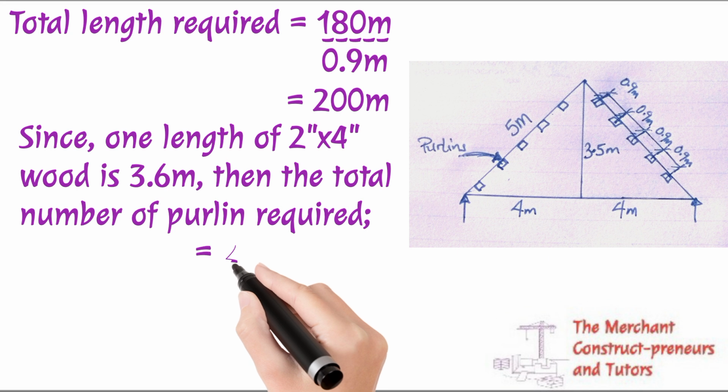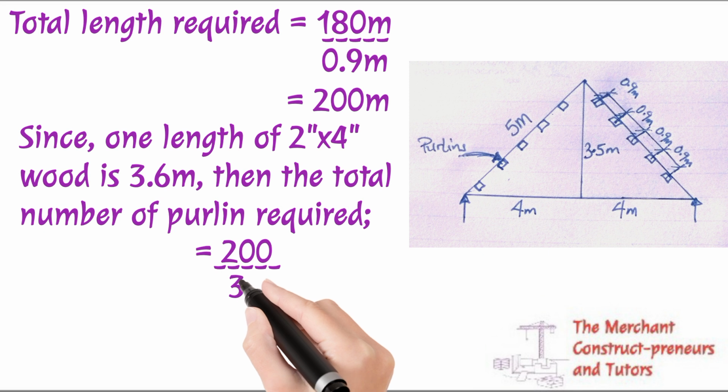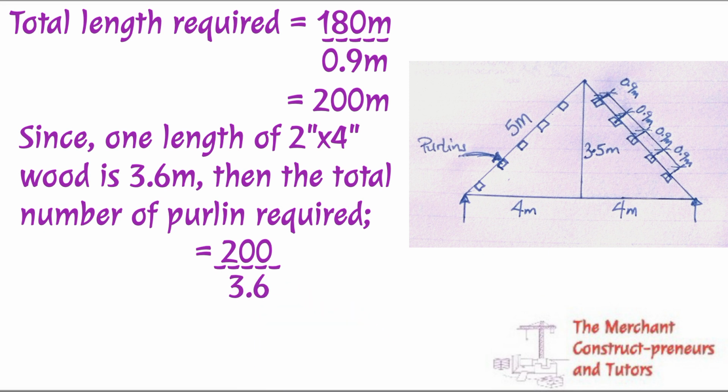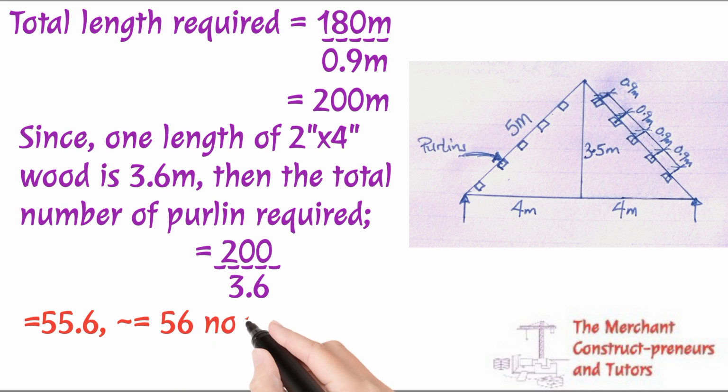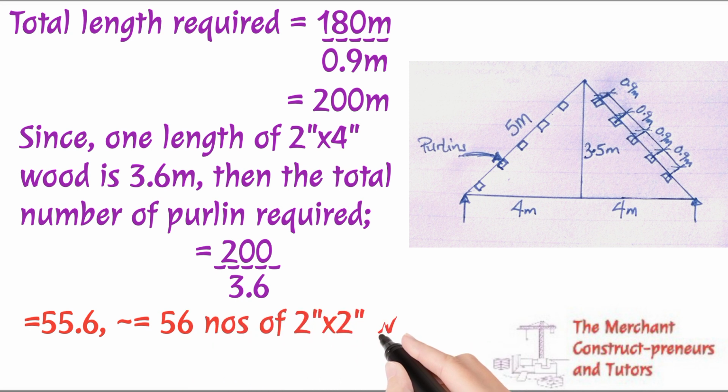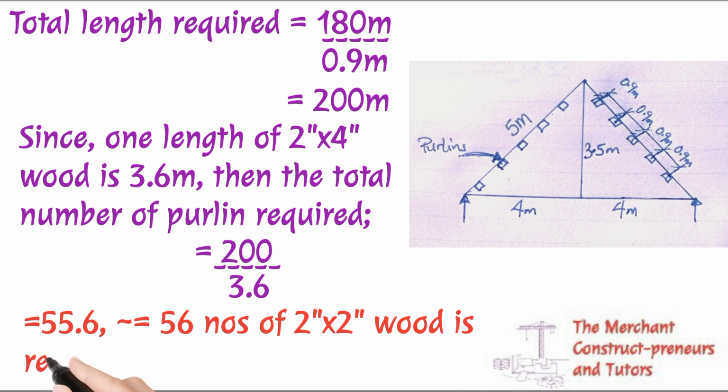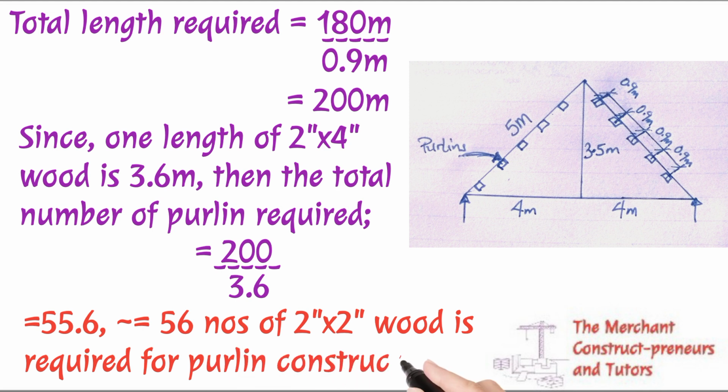Total length. Since we are now spacing it at 0.9 meters, we are having 200 meters. So if you don't understand, just look at this image, understand how the purlins are sitting. They are running along the side where the rafters are, so we need to get that first before we now know how many lengths of purlins we'll be needing.